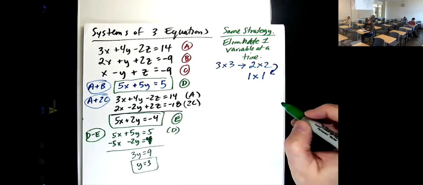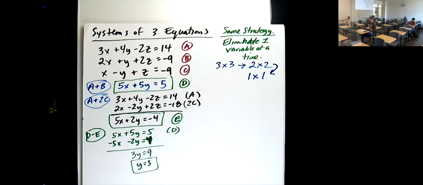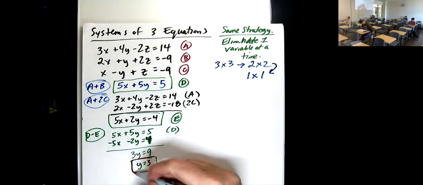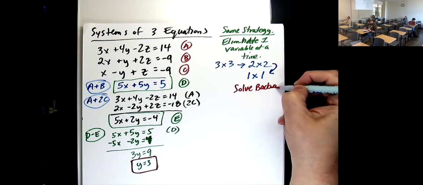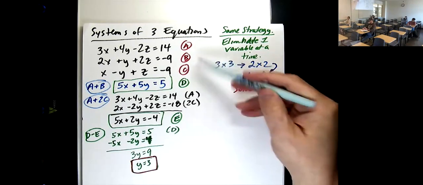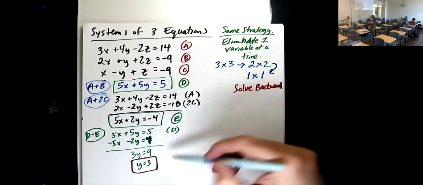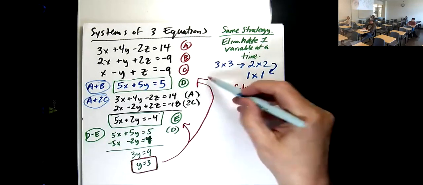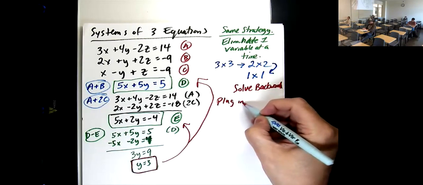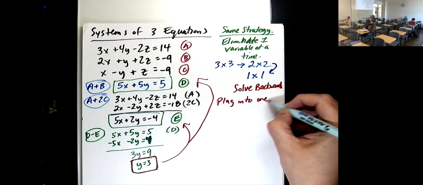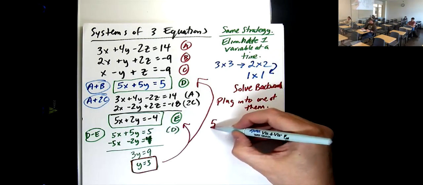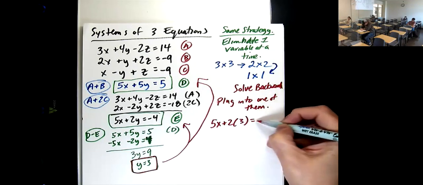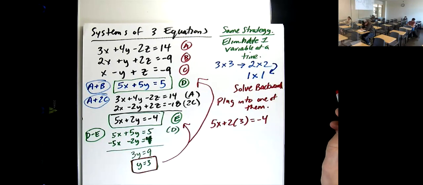Awesome. This is a great point right here, because now we got one of them. Now we solve backwards. Don't go back to the top, go back to one of these two right here and plug y equals 3 into one of them. I'll plug it into the bottom one. 5x plus 2 times 3 equals negative 4. You should get the same value for x no matter which one you do.